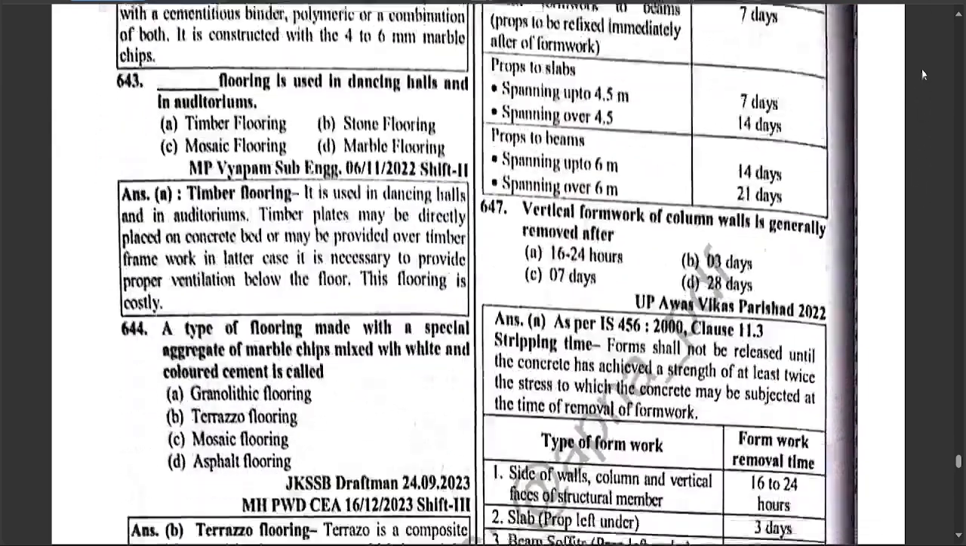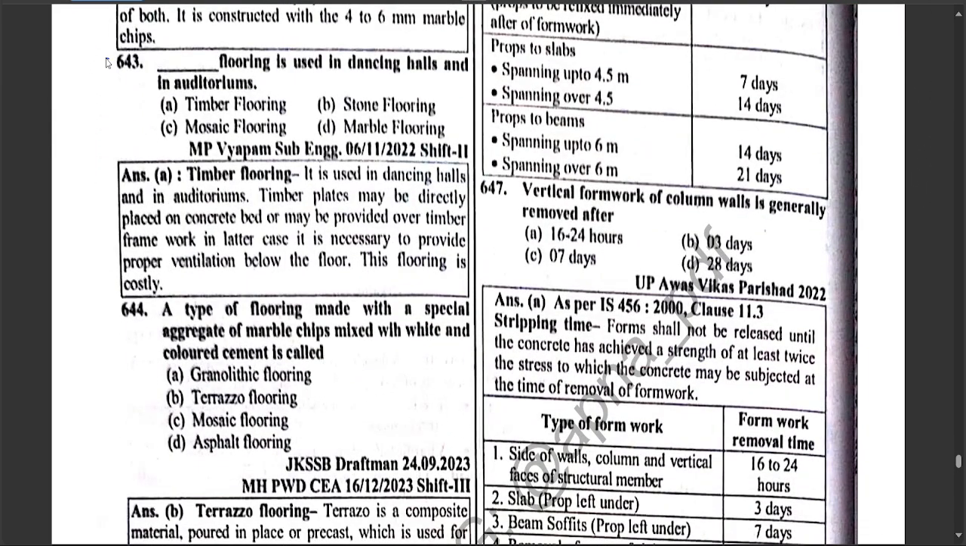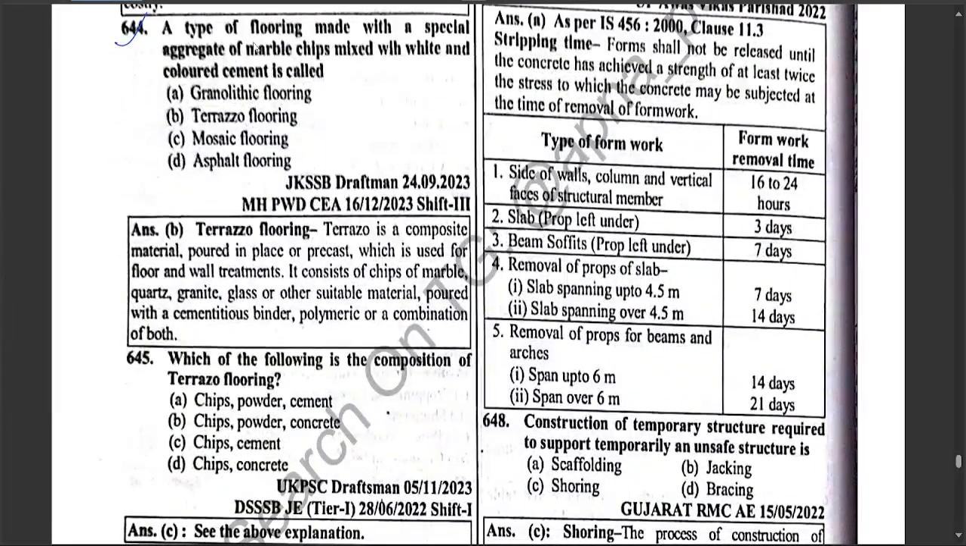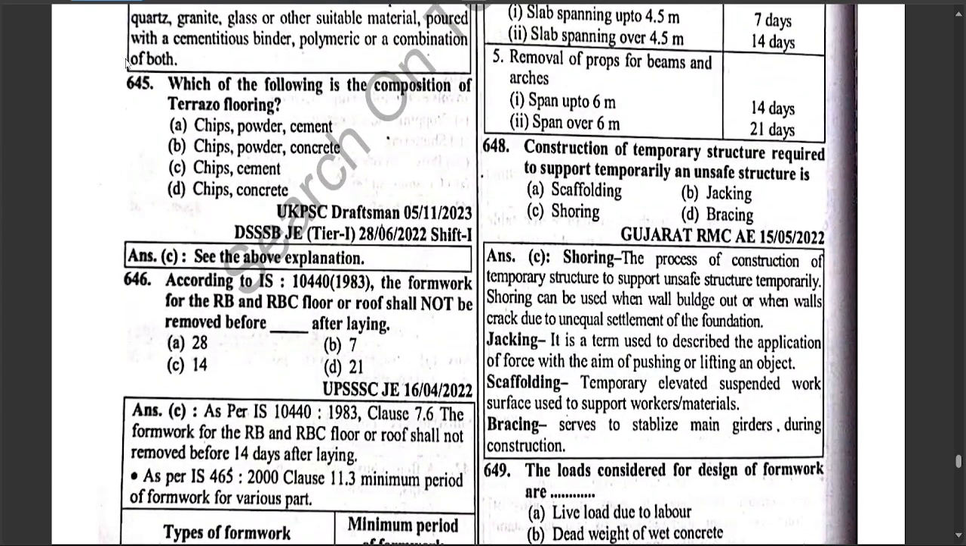Flooring used in dancing halls and in auditoriums is timber flooring. A type of flooring made with special aggregate of marble chips mixed with white and colored cement is called terrazzo flooring. Which of the following is the composition of terrazzo flooring? Chips and cement.